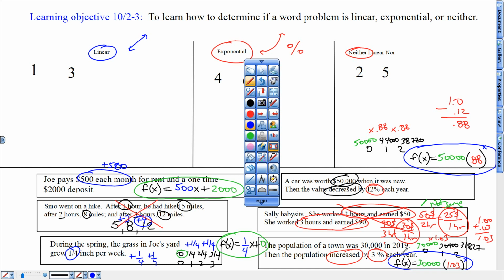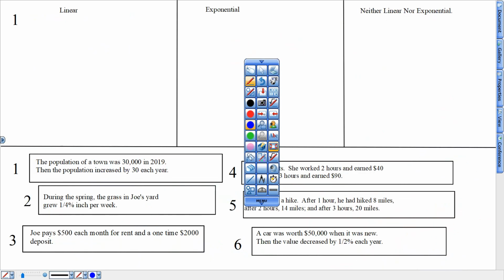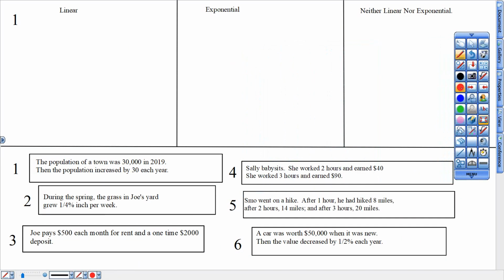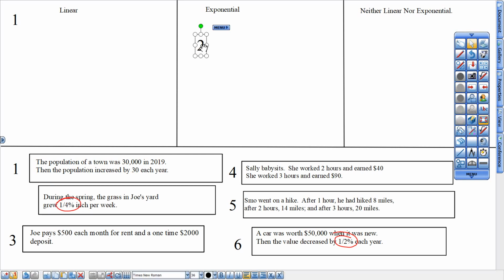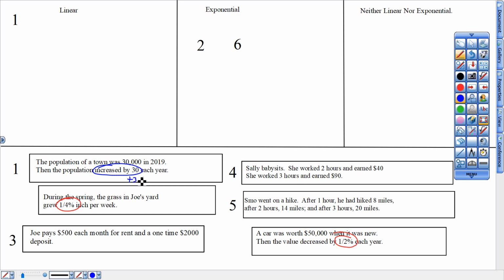All right, let's go on to a couple more examples here just to help people who are needing to understand. So here we go. Next one, look for percents. Any percents automatically go in the spot where you have exponential. So I got 2 exponential. I got 6 exponential because of those percents. Now look for the other ones. Let's see if I have any linear ones, just adding without any percents, or subtracting maybe. So if I look at this guy going up by 30 each year, that means this one for sure is linear.